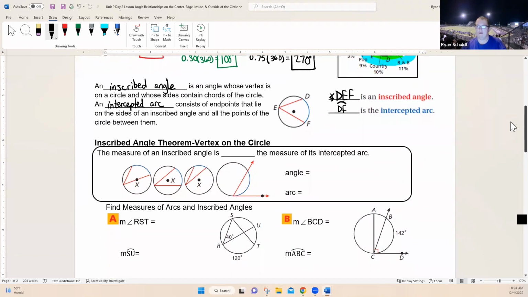So that brings us to another theorem. The measure of an inscribed angle is half the measure of its intercepted arc. So it doesn't matter how the angle is drawn within the circle. If it's inscribed in the circle, the angle is half of the arc. Or you could say the arc is 2 times the angle.